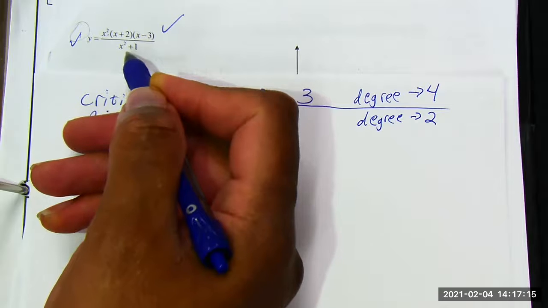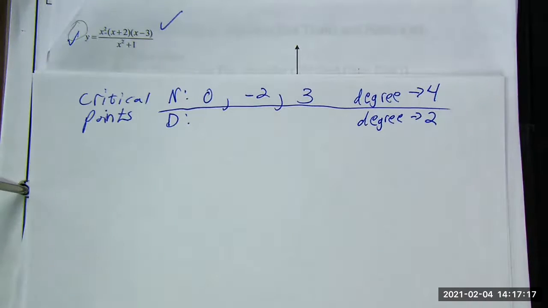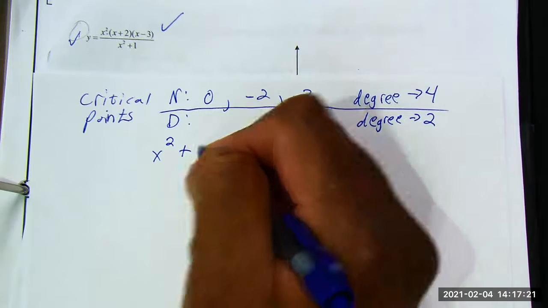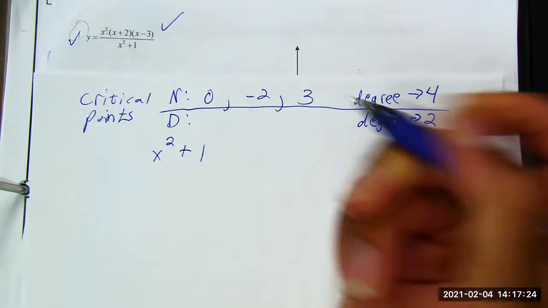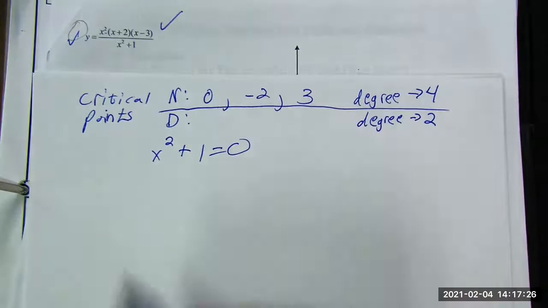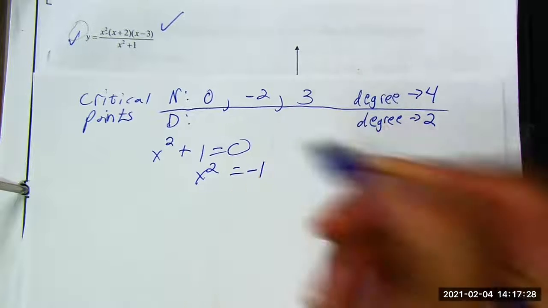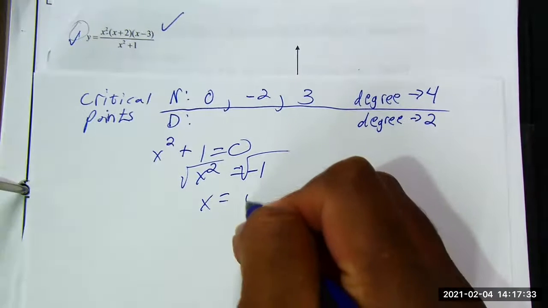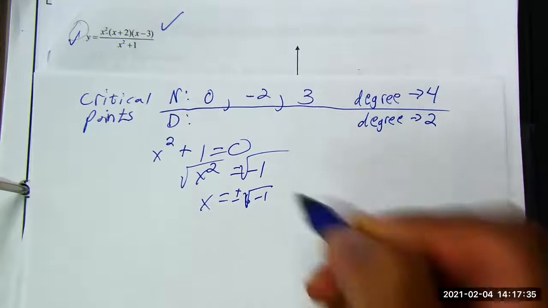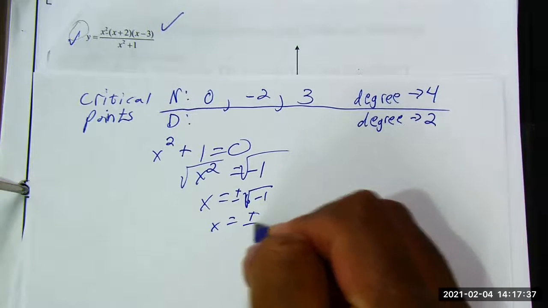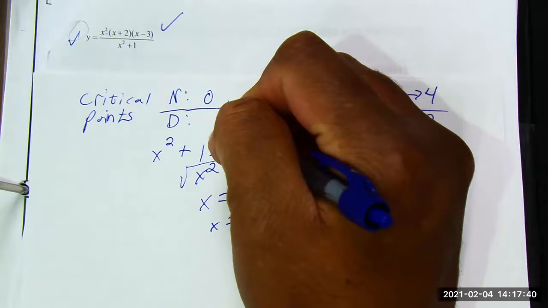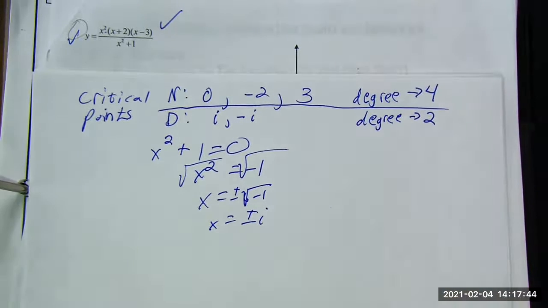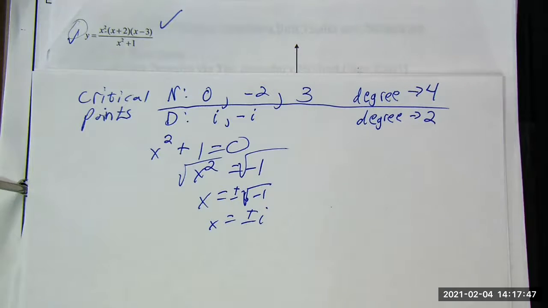We can't simply set this equal to 0 and automatically know what those answers are. Or if I just wrote down plus or minus i, it might cause issues. So let's set this equal to 0 and solve step by step. We're going to take the square root of both sides. x equals plus or minus the square root of -1. So x equals plus or minus i. So the critical points here are plus and minus i. Those are imaginary numbers. Those are not real numbers.